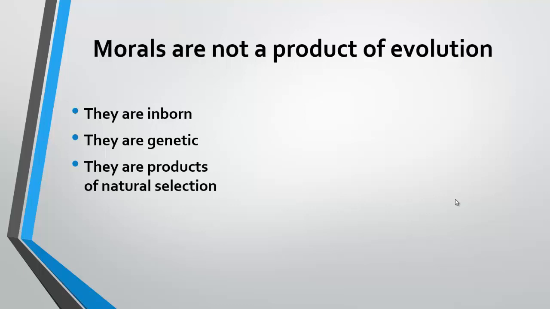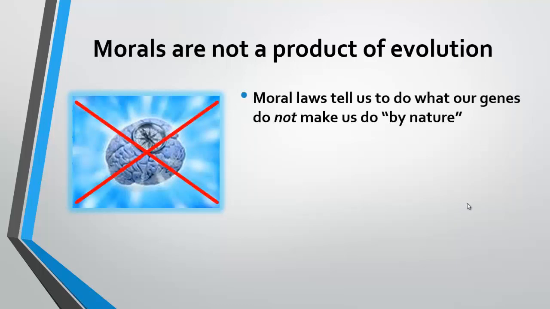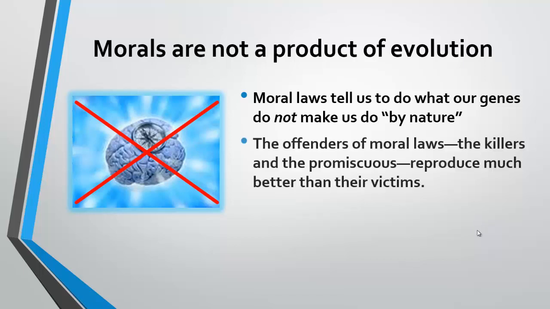They are not a product of evolution. They are not inborn, not genetic, not products of natural selection. We don't have a moral compass built into our brain. Moral laws tell us to do what our genes do not make us do by nature. Otherwise, we wouldn't need moral laws if genes would tell us what to do.